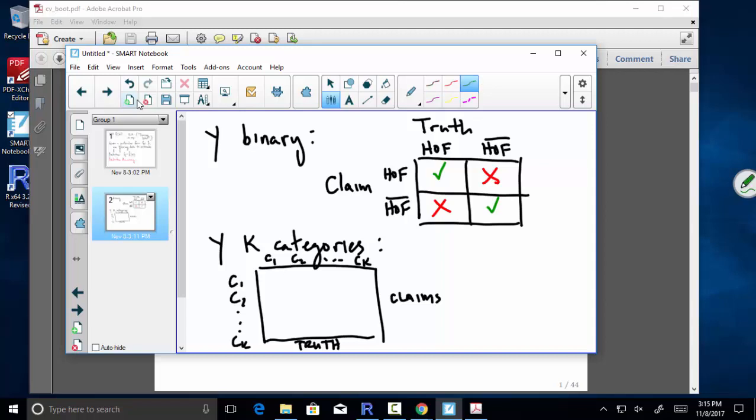That's just an extension or a generalization of the 2x2 table in the binary case. Both of these things, these tables of cross-tabulations, are called confusion matrices. So basically, when you build a predictive model, if you cross-tabulate your predictions with truth, that's called a confusion matrix. And it's a kind of concise way of representing how accurate you are.